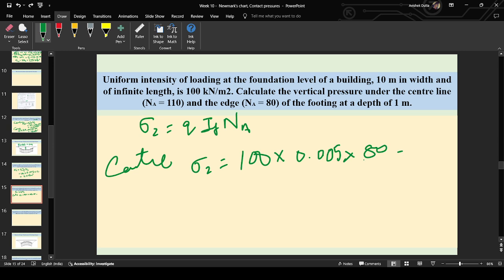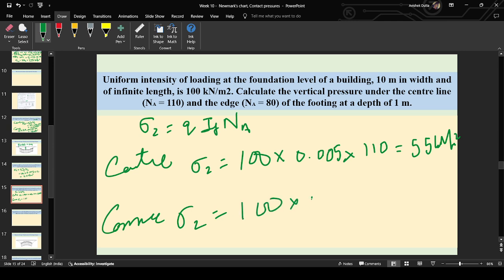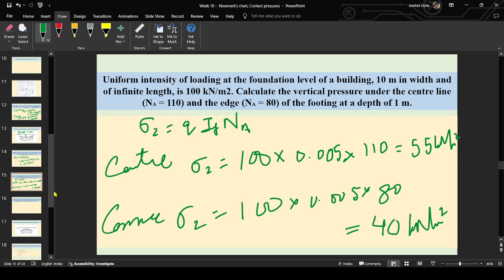Oh, not 80, sorry. For the center it is 110, right? 110. It will be 55 kilonewton per meter square. Now for the corner, 100 into 0.005 into 80, that will be equal to 40 kilonewton per meter square. Okay, same formula, just changing the number of load units.